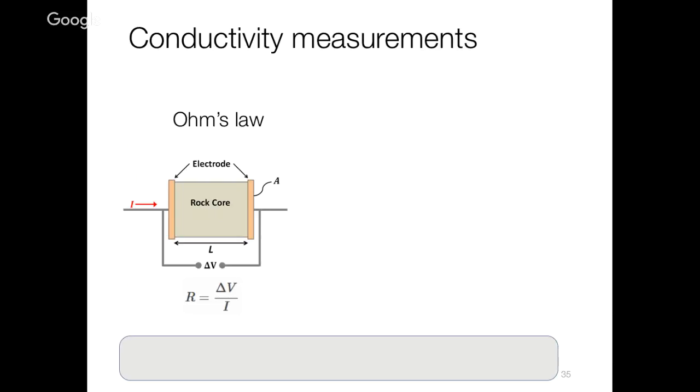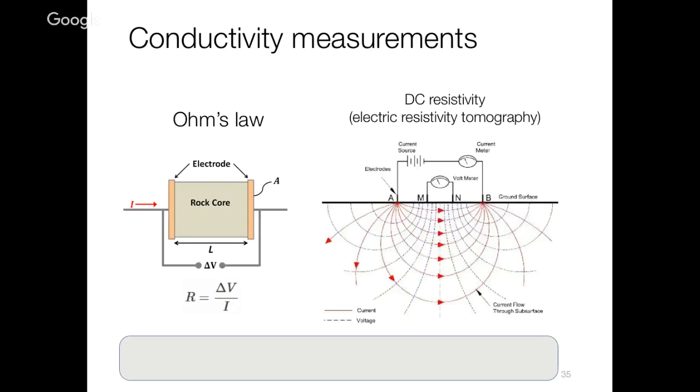How do we measure conductivity? Resistivity. You're going to do this in the lab on Monday. Basically, you're going to put a piece of rock in between two plates, and you're going to put a voltage across it, and that means you're going to get a current that goes through. So you measure the voltage drop, you know what the current is, and the ratio is called the resistance.